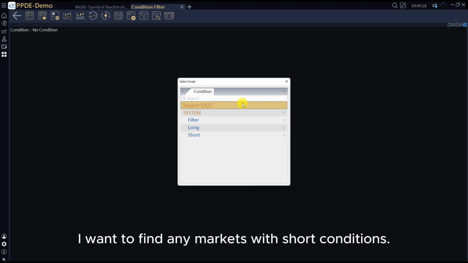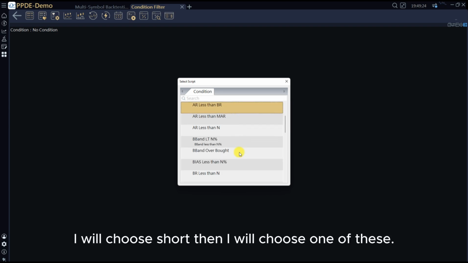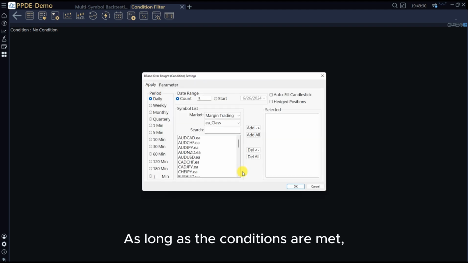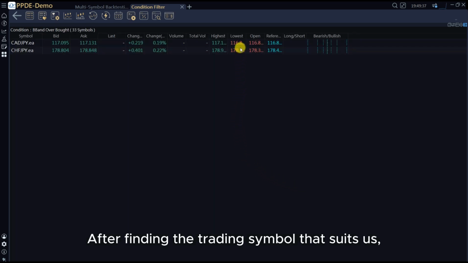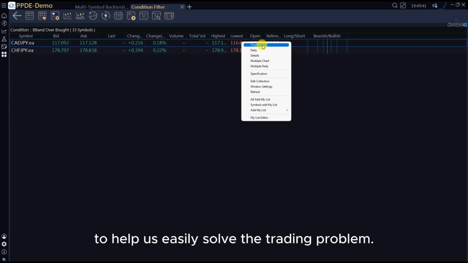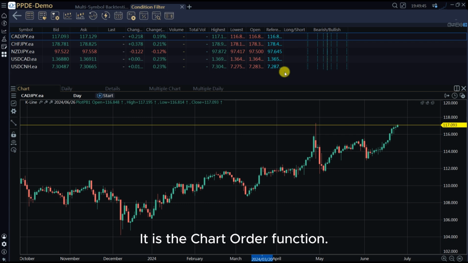Let's say I want to find any markets with short conditions. I will choose short, then I will choose one of these. Now, let's take Bollinger Band overbought as an example. As long as the conditions are met, it will list them down. After finding the trading symbol that suits us, we can use another feature of EzQT to help us easily solve the trading problem. It is the chart order function.